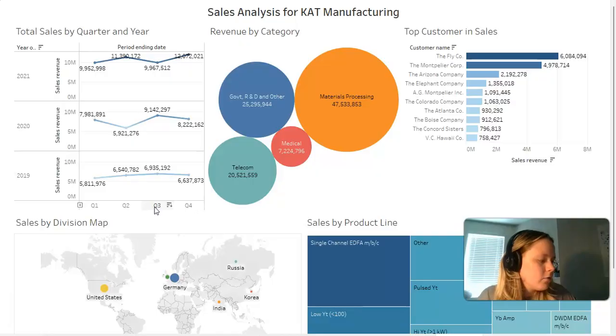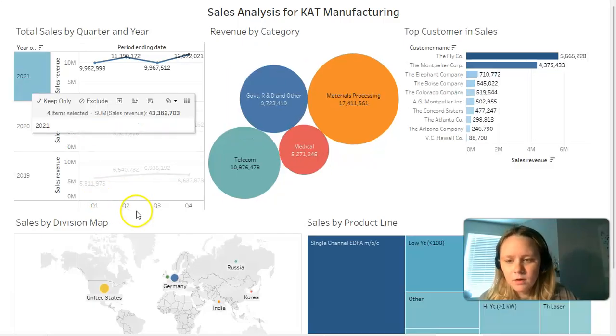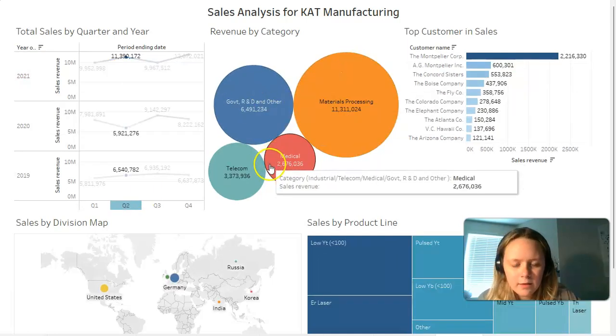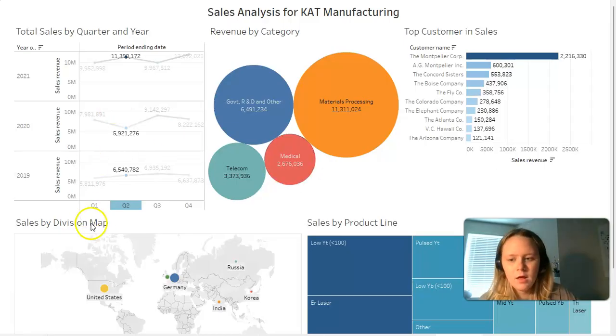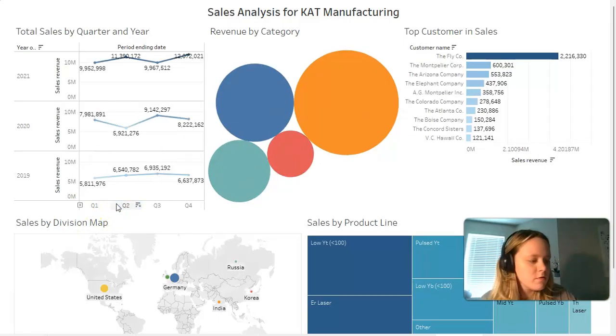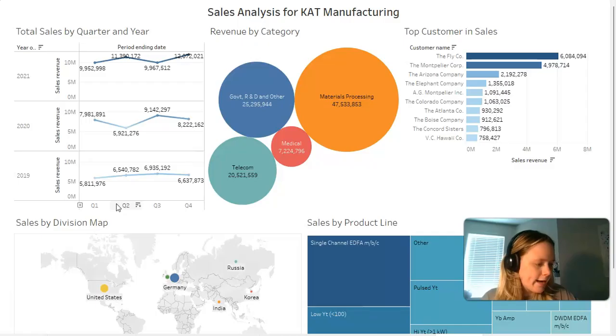And then for the second question, what were the total sales revenues for the medical category in quarter two of 2021? So to do this, we go to 2021, quarter two, and then the medical category, which is 2.676 million. Then we deselect those.